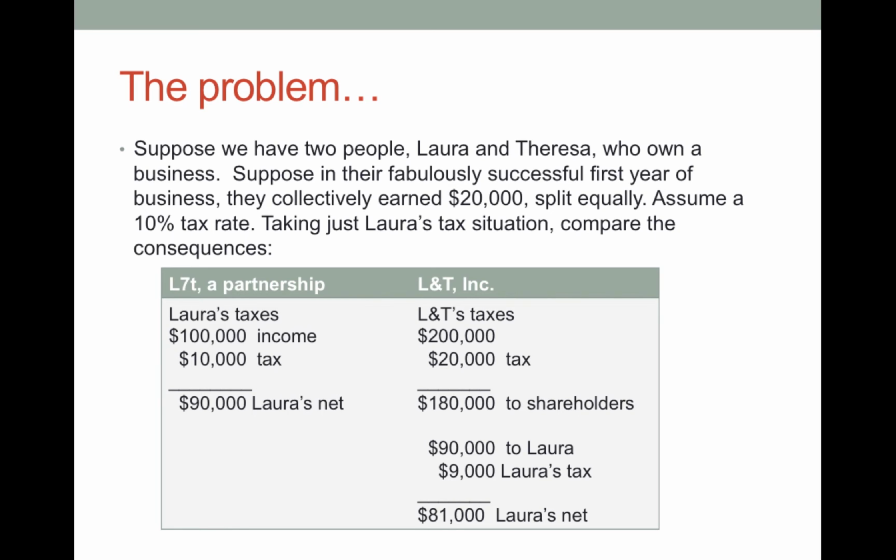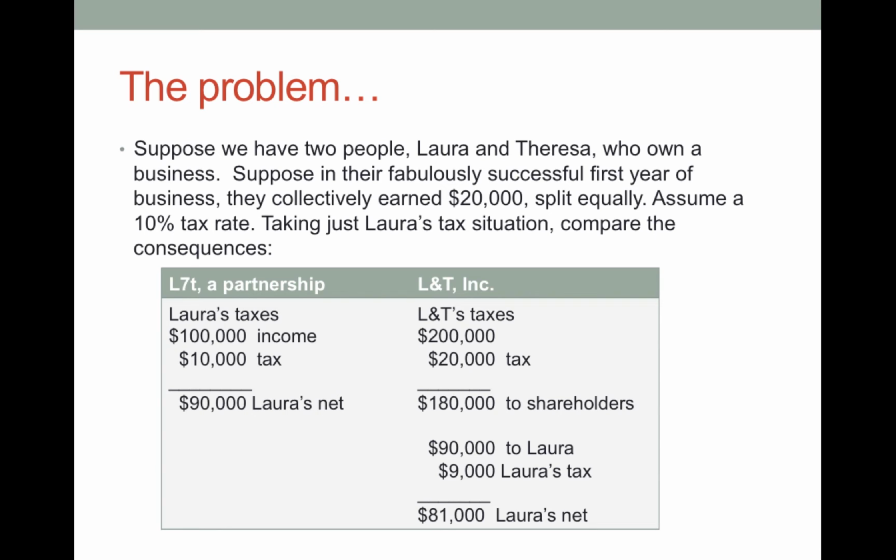Here's the problem. Suppose we have two people. Let's just take Laura and Teresa, and they own a business. In their first year of business, and let's say they're really successful, together they earn $200,000 and they split it equally, 50-50. In all of these hypotheticals we're going to be using for the rest of class, just assume that everyone has a 10% tax rate. This isn't realistic, but we're not trying to learn taxes, we're just trying to see how this works.